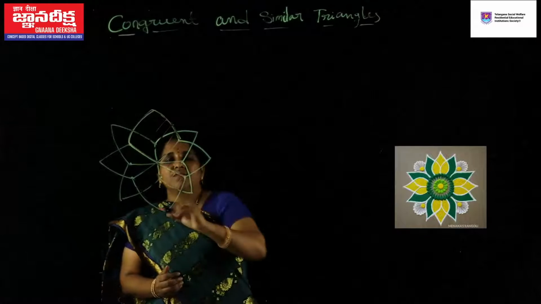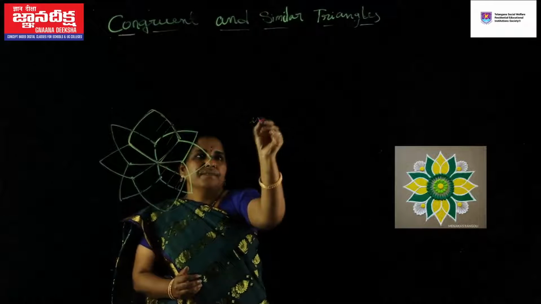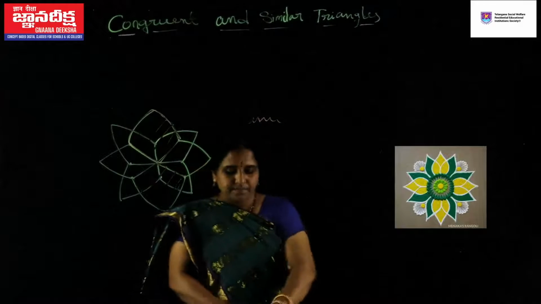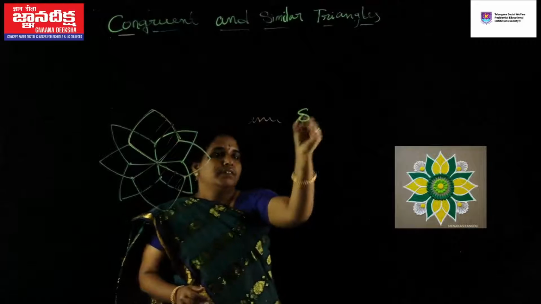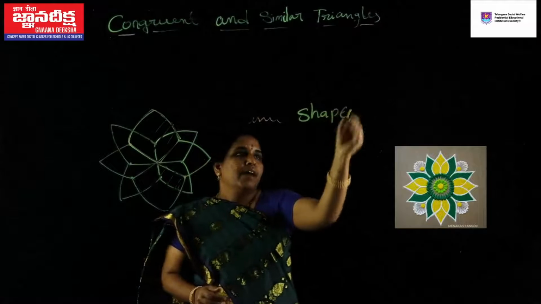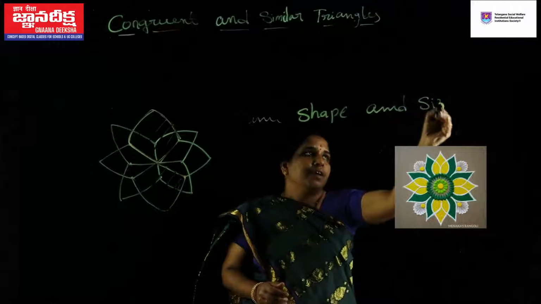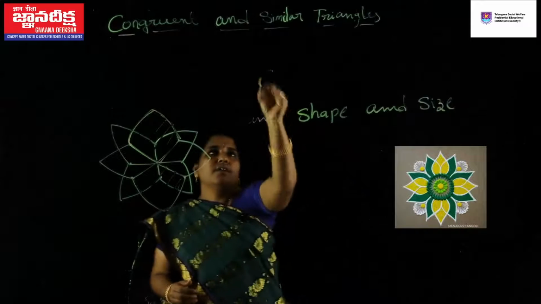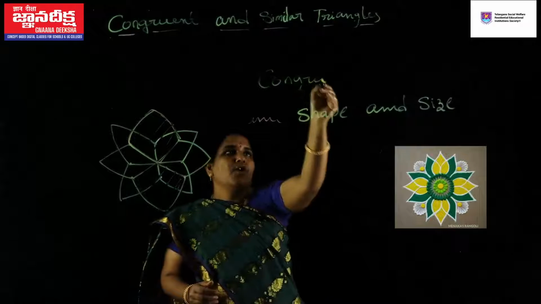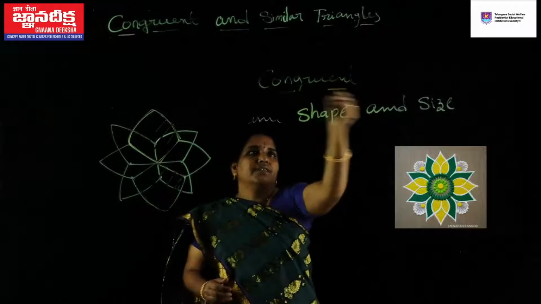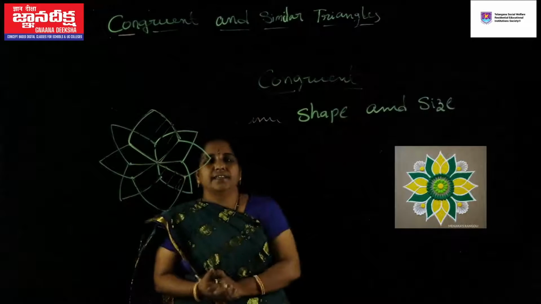So the objects which have same shape and size are called congruent objects.